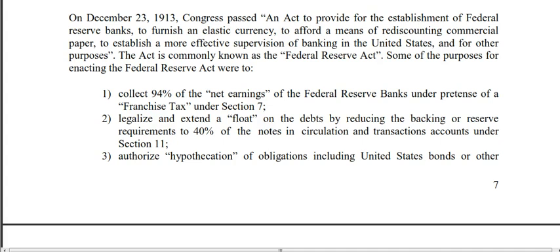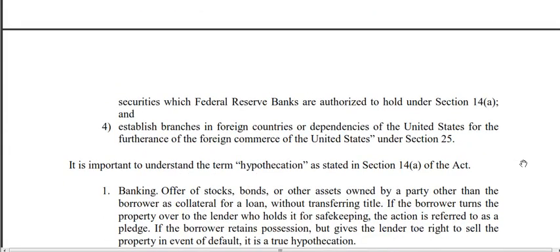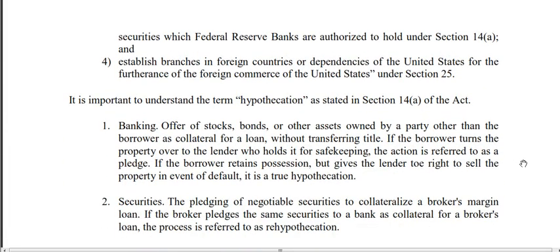2. Legalize and extend a float on the debts by reducing the backing or reserve requirements to 40% of the notes in circulation and transaction accounts under Section 11. 3. Authorize hypothecation of obligations including United States bonds or other securities which the Federal Reserve banks are authorized to hold under Section 14A, and establish branches in foreign countries or dependencies of the United States for the furtherance of foreign commerce of the United States under Section 25.